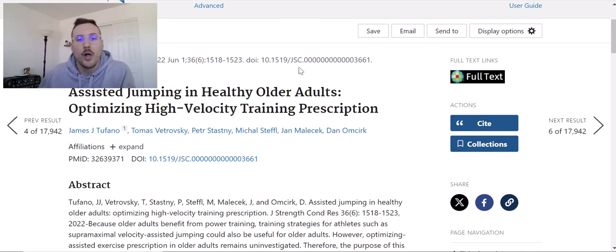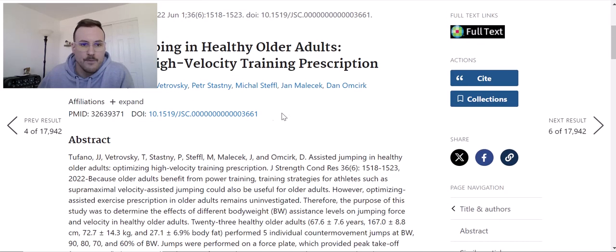Assisted jumping in healthy older adults, optimizing high velocity training prescription. We got all these people that were part of it. If you're in the research world, that probably means something. I'm not in the research world enough to know who these people are or to have an opinion about that. But here's the abstract. First of all, this is the link to the study right here. So if you wanted to dive into it, you would click that.